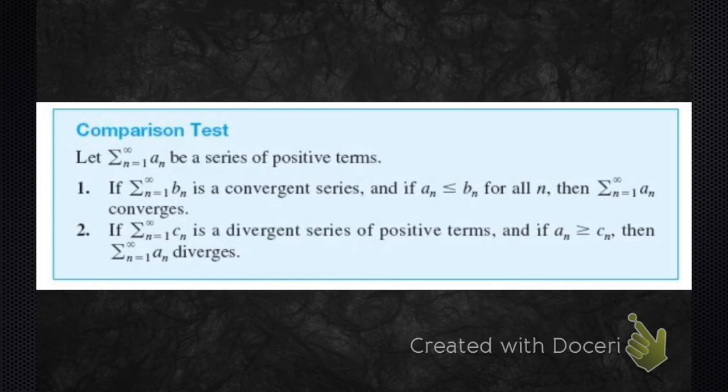comparison test. We're going to let the series be a sum of positive terms. If Bn is convergent and Bn's always bigger than An, then that sum is also going to converge. It's dominating it. All of its terms are bigger, and it adds up to something. So the one with the smaller terms has to add up to be something too.